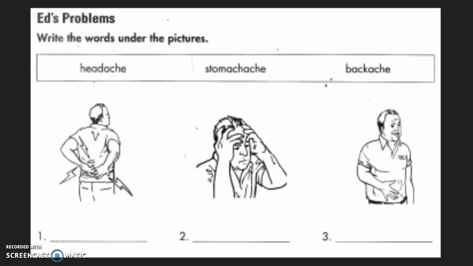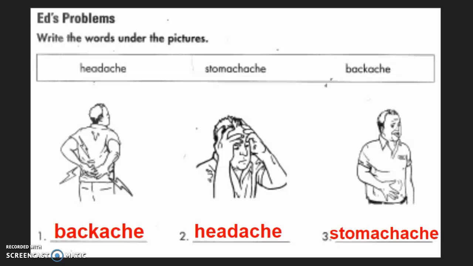Let's look at the pictures. Number 1. What does it look like the problem is for this person in number 1? Is it a headache, a stomach ache, or a backache? Backache. He has a backache. Picture number 2. What is the problem this person has? Headache. This person has a headache. Number 3. What is the problem this person has? Stomach ache. This person has a stomach ache.